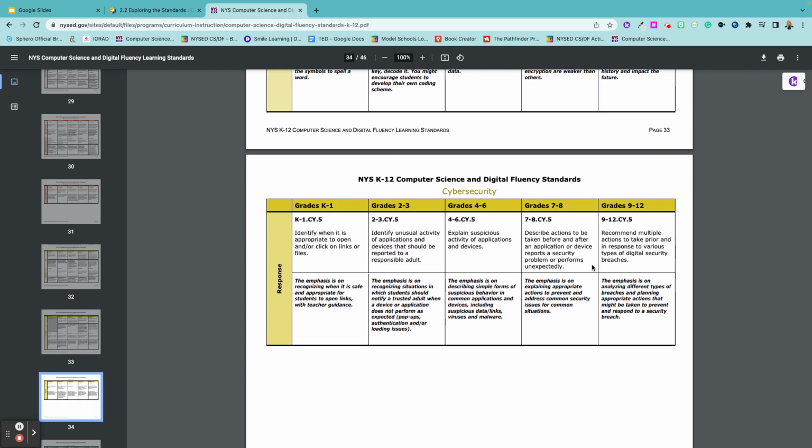And finally, the last one here is response. Here we're talking about describing the actions to be taken before and after an application or device reports a security problem or performs unexpectedly. So the emphasis here is on explaining appropriate actions to prevent and address common security issues for common situations. So it could be pausing before you click, or what happens if you do click and you get a virus and what you should do about it.